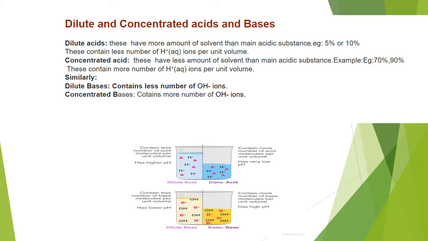Concentrated acids have less solvent than the main acidic substance, for example 70%, 75% and 90% concentration. These have more H+ ions. Similarly, we can have dilute bases and concentrated bases. In samples, these are given. In dilute cases, fewer ions are present, and in concentrated bases, more ions.